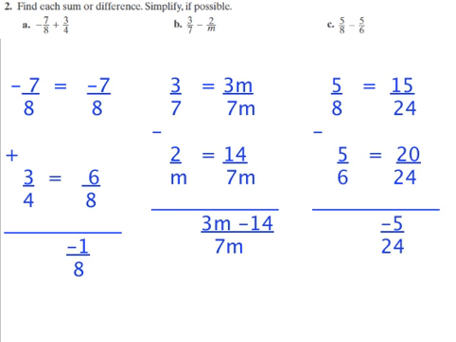5/8 minus 5/6. You have to have a common denominator. That would be 24. 5/8 becomes 15 over 24 because you're multiplying by 3. 5/6 becomes 20 24ths because you're multiplying by 4. 15 24ths minus 20 24ths would be -5 24ths.